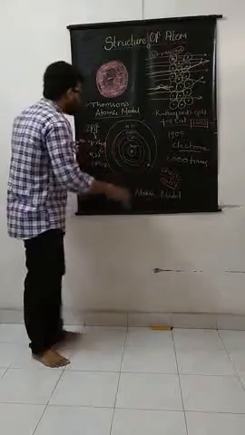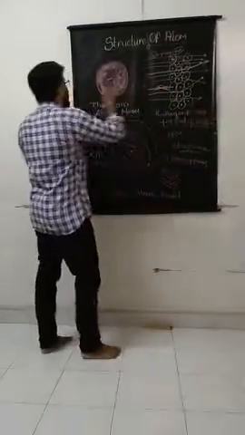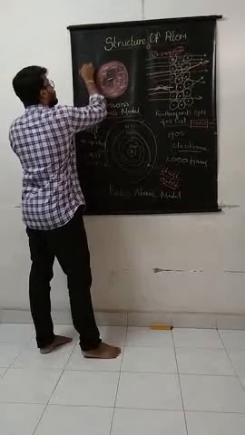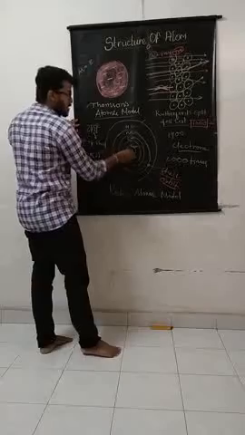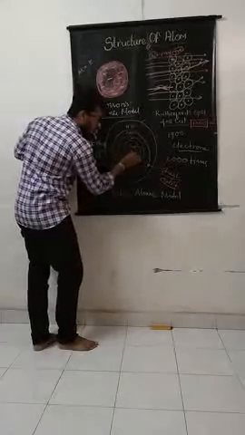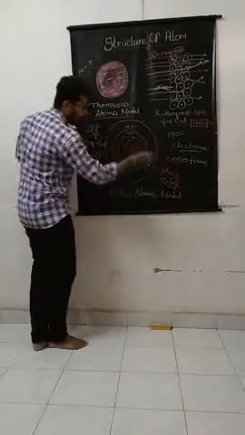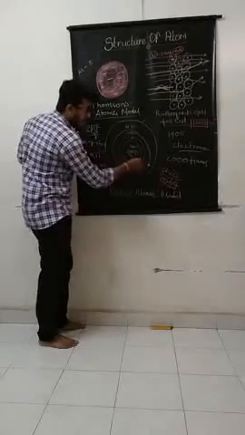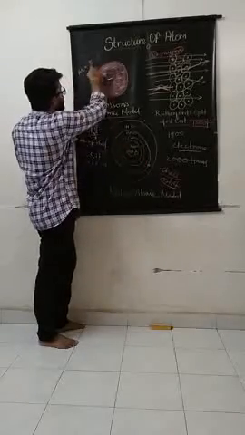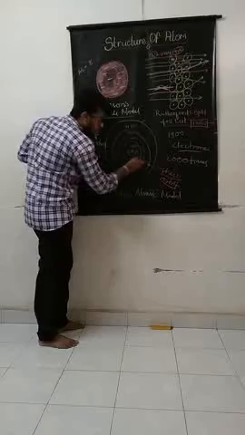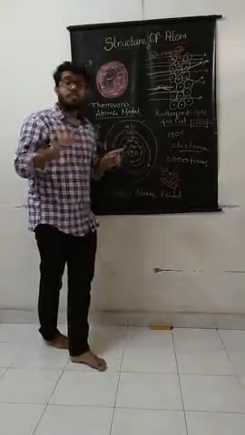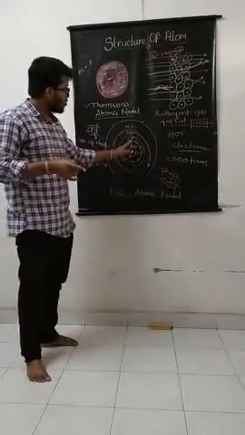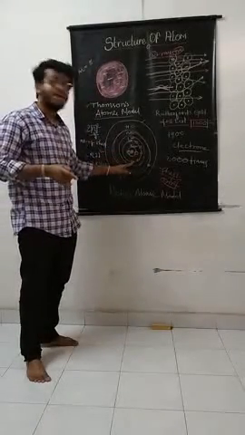For example, oxygen has atomic number 8. It means the first shell contains 2 electrons according to this formula, and the second shell contains the remaining, which means 6 electrons: 1, 2, 3, 4, 5 and 6. So the number of valence shell electrons is 6.